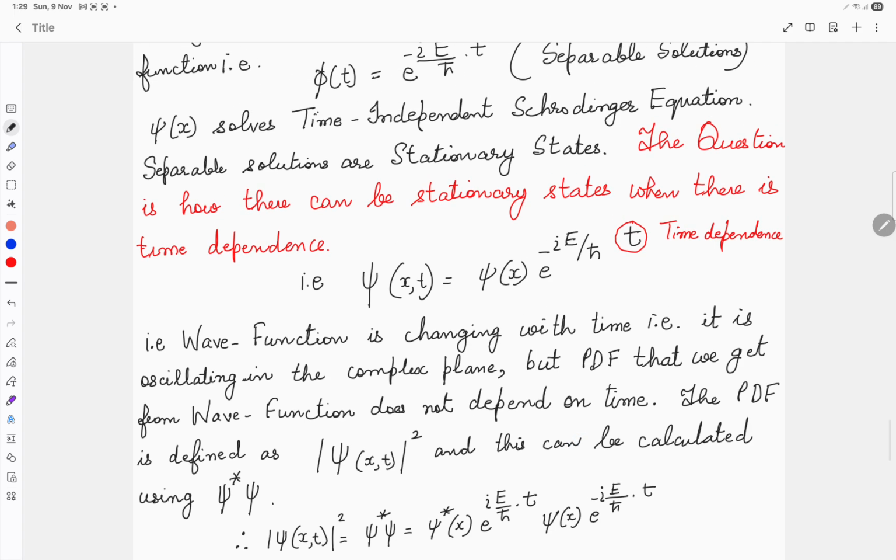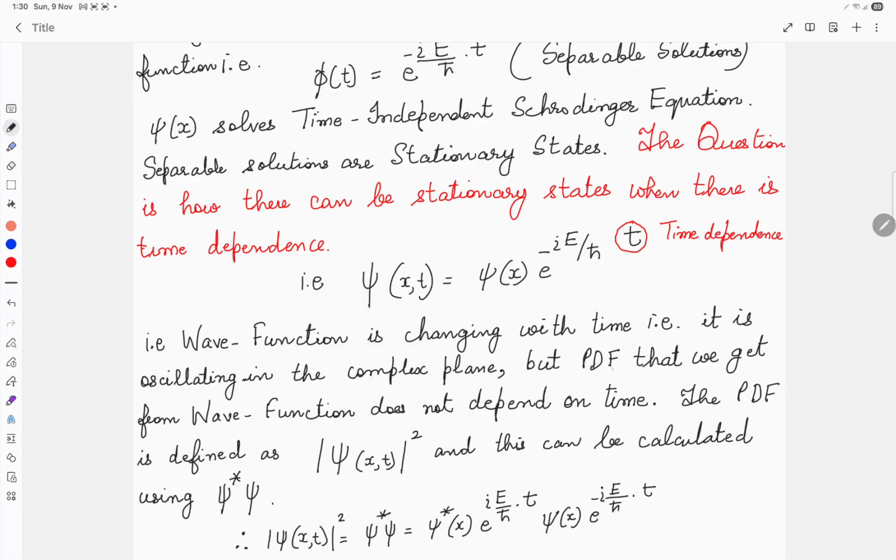As I said, separable solutions are stationary states. The question is how it can be stationary when there is time dependence, right? So that's the point of contention here. The wave function is changing with time, with the presence of this t. That is, it is oscillating in the complex plane, right?